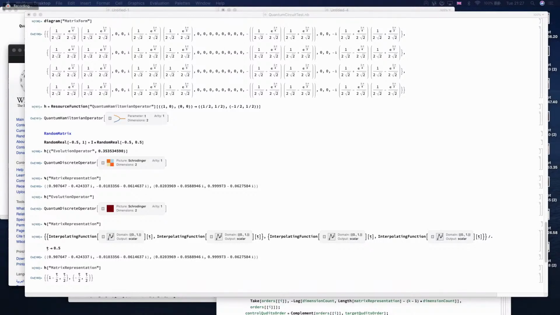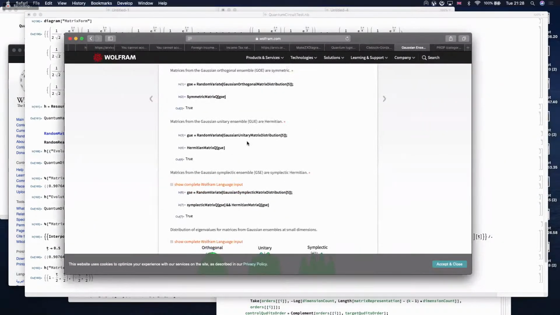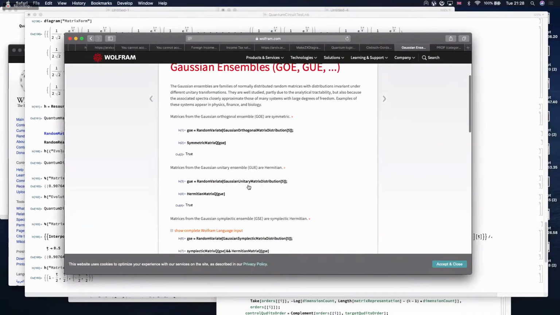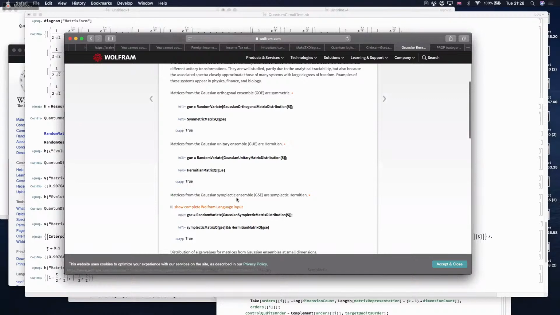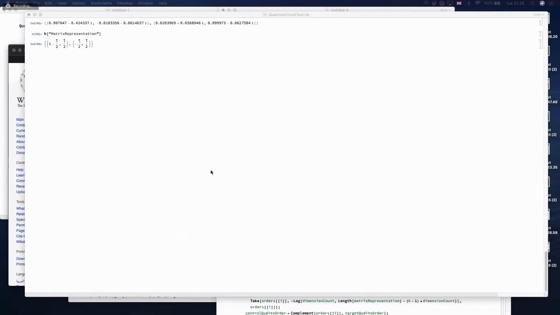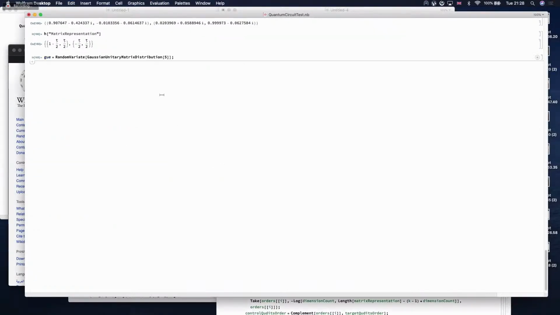My approach is just to generate a random matrix and then orthogonalize it. Just look. We've got matrix ensembles. Oh yeah, so we do. Pull them into the screen. Look at that, unitary ensemble. Okay, Gaussian unitary matrix distribution. So random variate of the Gaussian unitary matrix distribution. Let's see that.